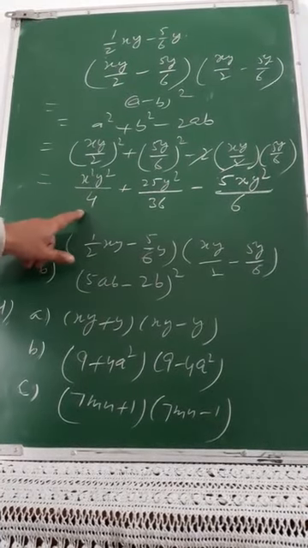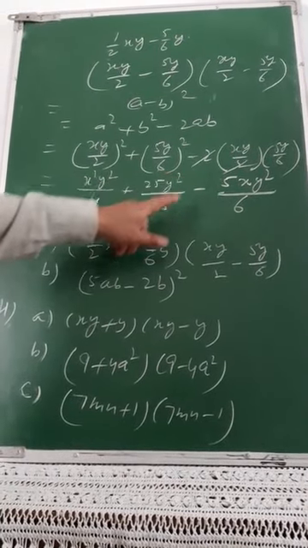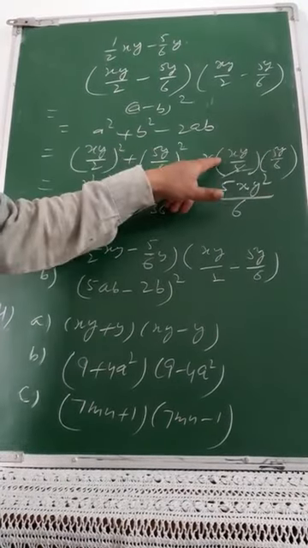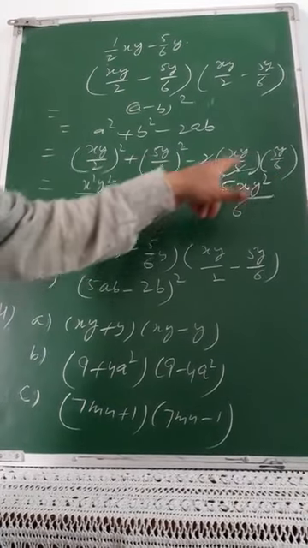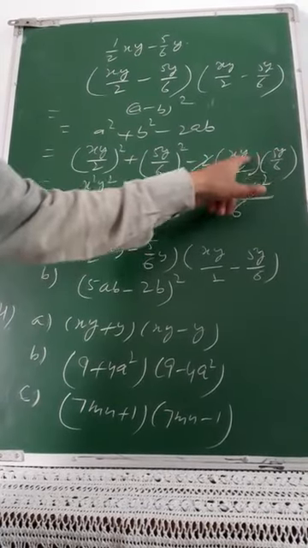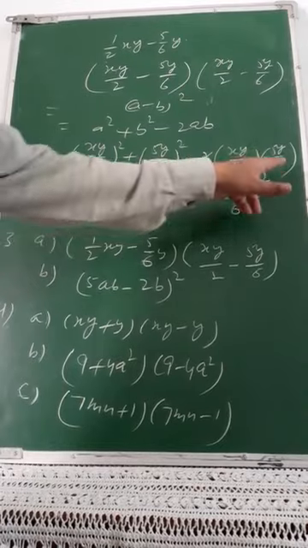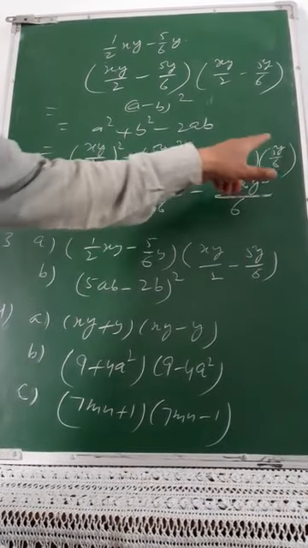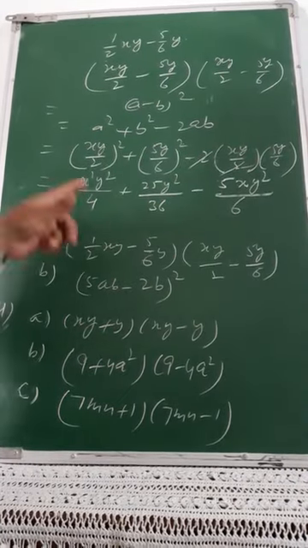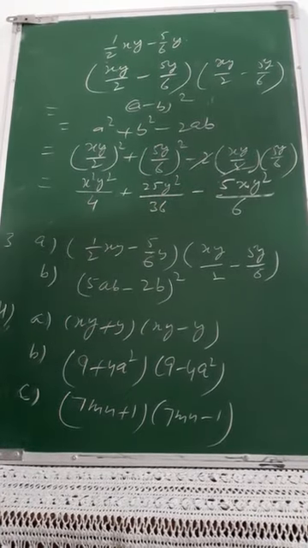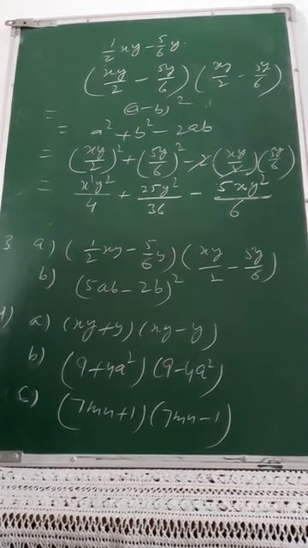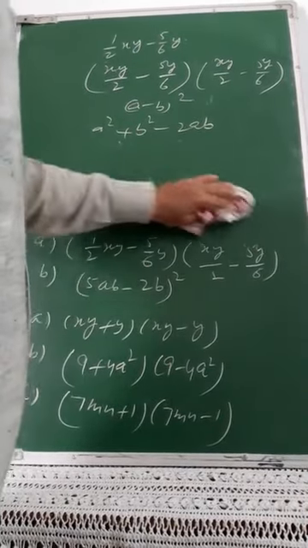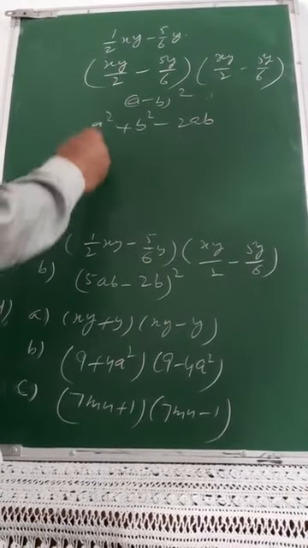x square y square upon 4 plus 25y square upon 36 minus, 2 I have cancelled. Then I simply multiplied the numerator. 5 into 1 is 5. x alone is there. y 2 times, that will be y square. And upon only 6 is left. Minus into plus is minus, so it will remain minus. So this will be the answer for your first part of question number 3. And then in second part, if you see, what is your A is 5AB.